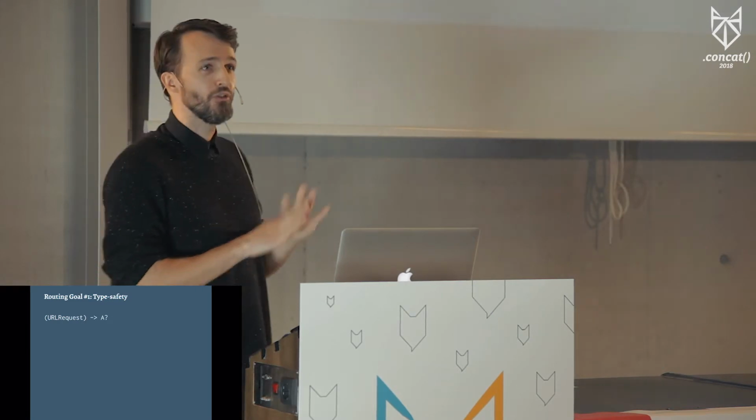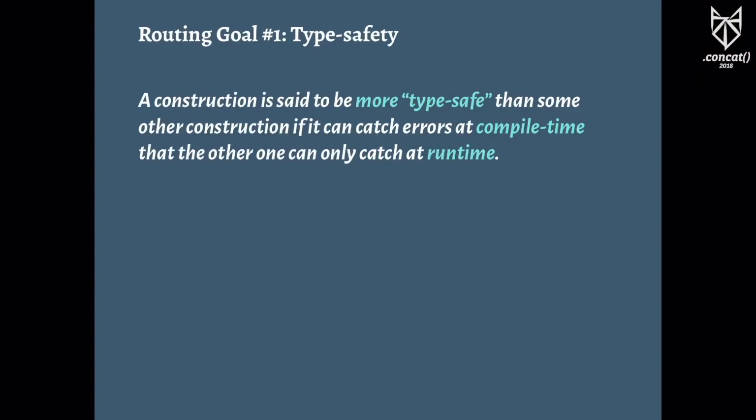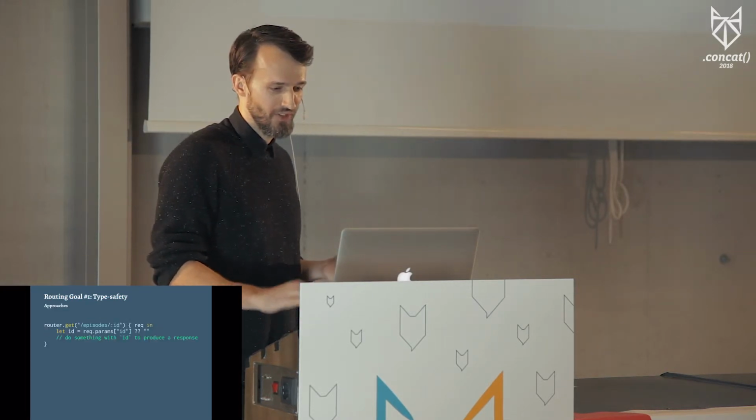I don't have a great universal definition of what I mean by type safety. I can give a pretty good relative definition, in which a construction is said to be more type safe than some other construction if it can catch errors at compile time that the other one can only catch at runtime. Most of the routing solutions out there are not as safe as they could be. So to understand this, let's look at some approaches.